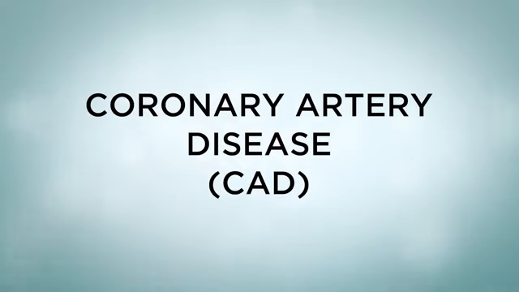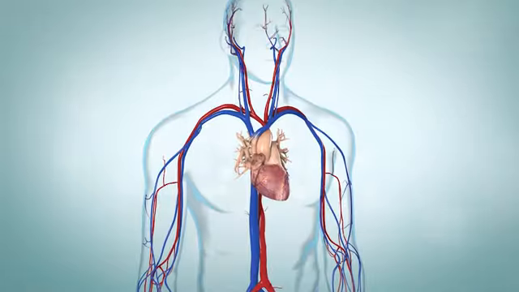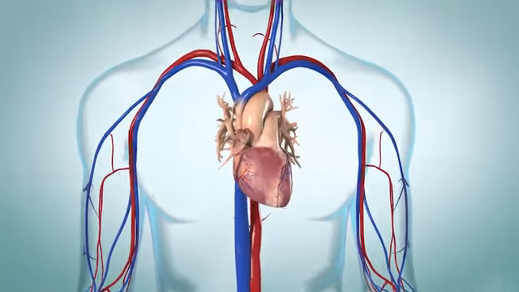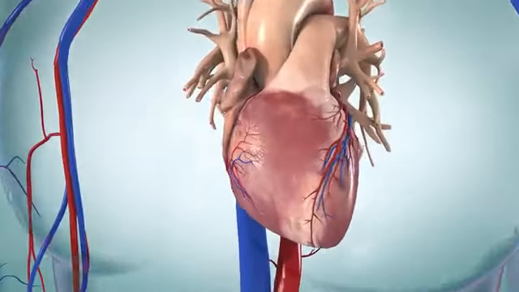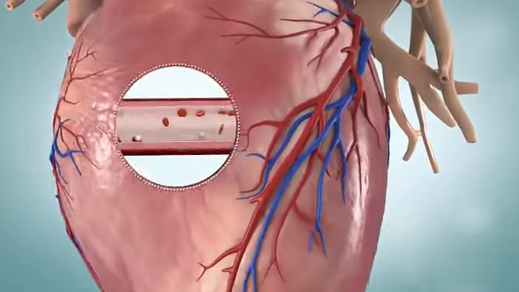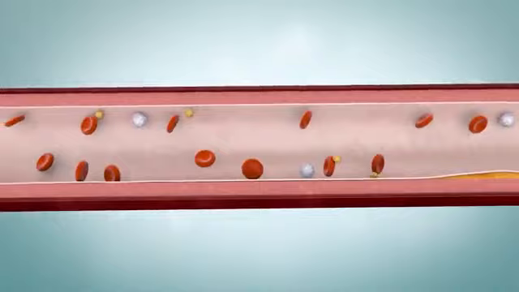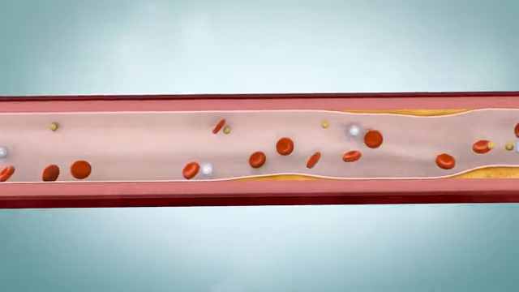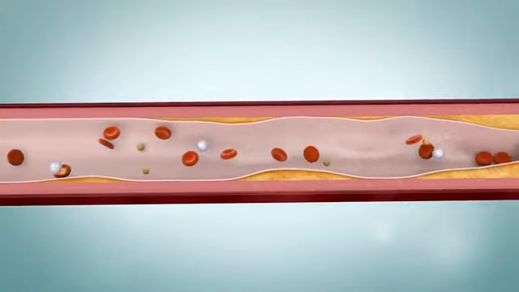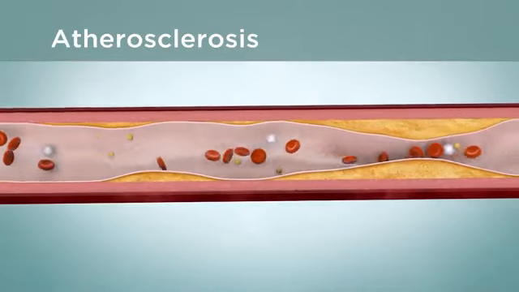Coronary artery disease, or CAD. CAD is a disease that affects the arteries in your heart. These arteries supply oxygen and nutrients to your heart muscle. Sometimes, a fatty substance called plaque builds up along the inner walls of these arteries. This process is called atherosclerosis.